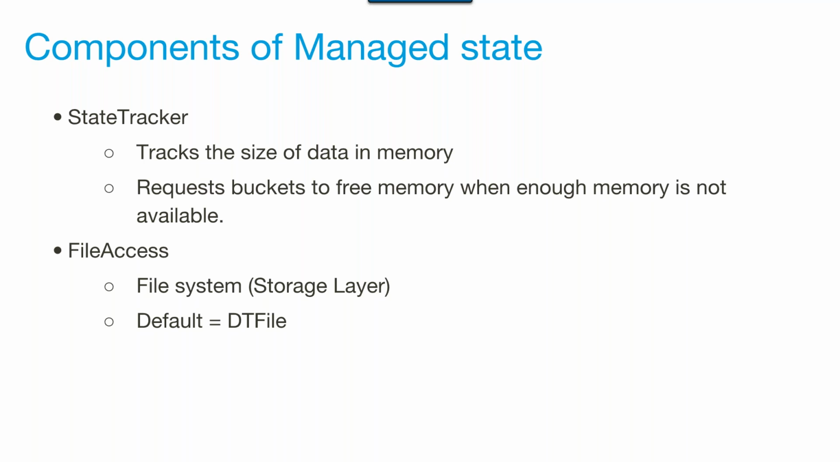The next component is the file access. It is the layer for the file system. And here the default value used is DTFile, which is the same as the Hadoop TFile with a different reader implementation. Due to that different reader implementation, we have faster access for random values, random keys.